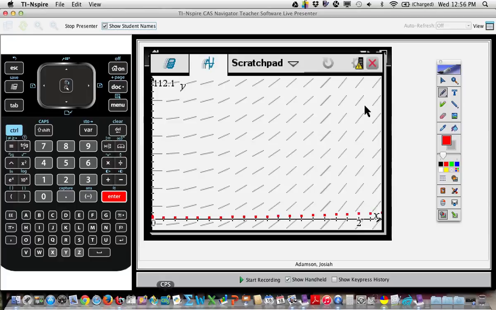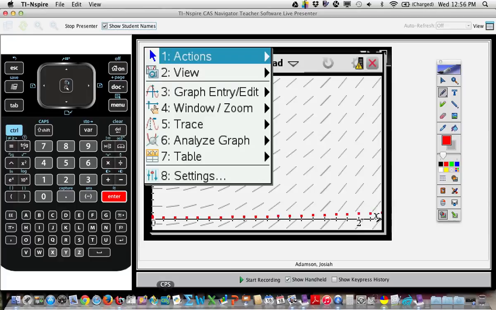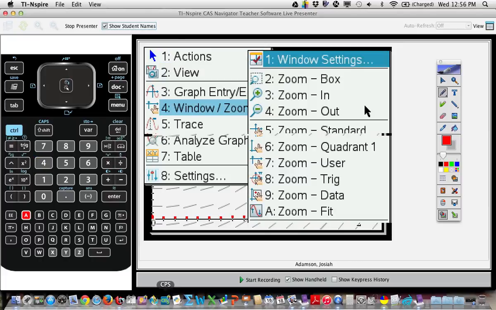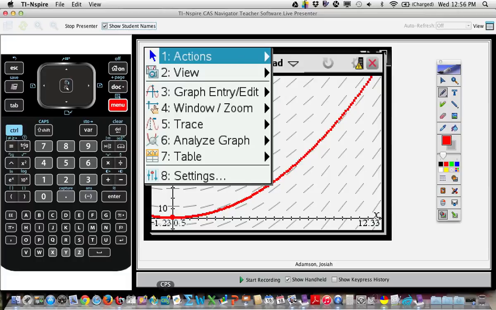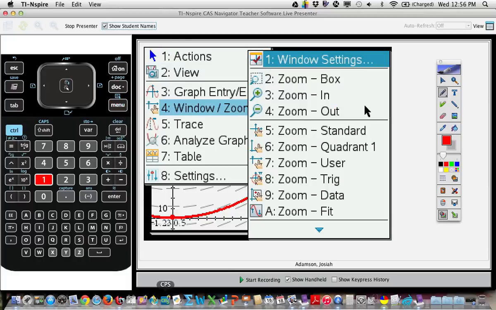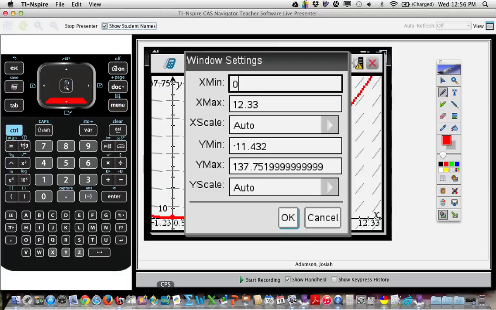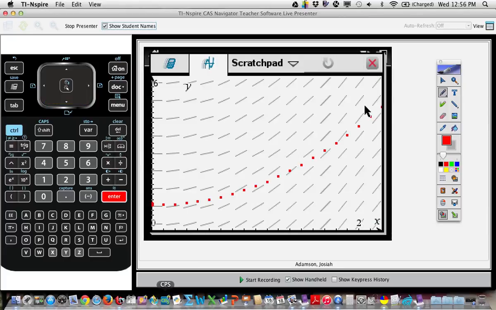No, that's terrible. All right. Well, go to your window settings and let's just set the Y. Go to your settings and let's go 0 to 2. This is a pretty easy one. Let's go 0 to 6. This is a pretty easy one to do, just to set the Y manually.